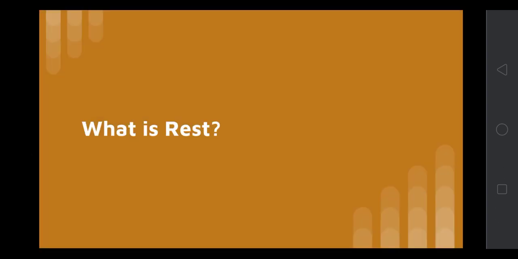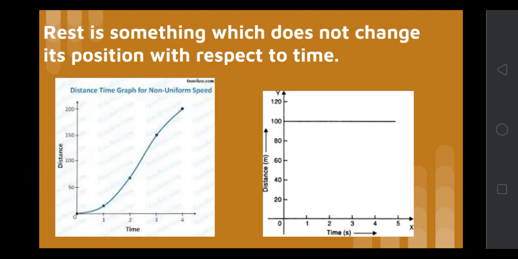So what is rest? Secondly, we will define rest and motion. If you define rest in a naive way, we look at objects that remain at the same position for a long time. We define rest as not changing its position with respect to time. That is what we mean by rest.